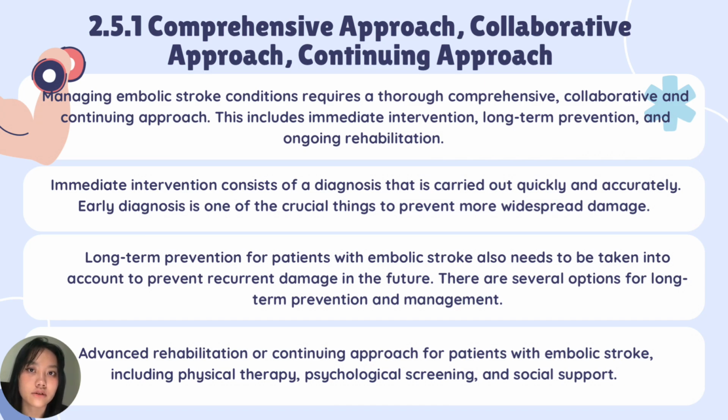Long-term prevention for patients with embolic stroke also needs to be taken into account to prevent recurrent damage in the future. Several options for long-term prevention include antithrombotic therapy, hypertension management, and risk factors assessment and control. Ongoing rehabilitation, or continuing approach, for patients with embolic stroke includes physical therapy, psychological screening, and social support. This can help improve the patient's quality of life in a post-stroke period.